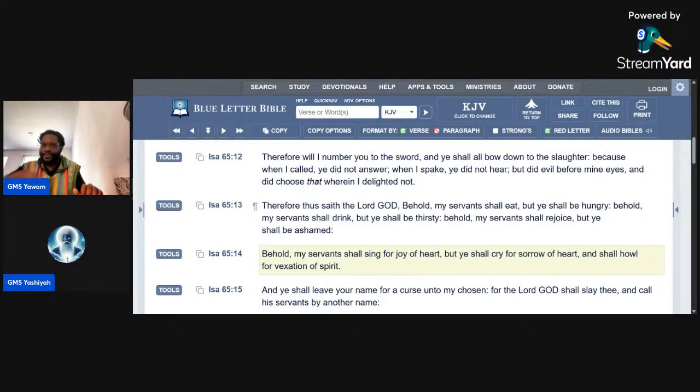And going into Isaiah 65 and 13, it says, "Therefore, thus saith the Lord, behold, my servant shall eat, but ye shall be hungry. Behold, my servant shall drink, but ye shall be thirsty. Behold, my servant shall rejoice, but ye shall be ashamed. Behold, my servants shall sing for joy of heart, but ye shall cry for sorrow of heart, and shall howl for vexation of spirit." So as these things come to pass, we're standing in awe at the Lord feeding us in these times. And in those times, we're going to be giving the Lord His just glorification because of the works He's carrying out, and He's going to be looking out for us in those times.